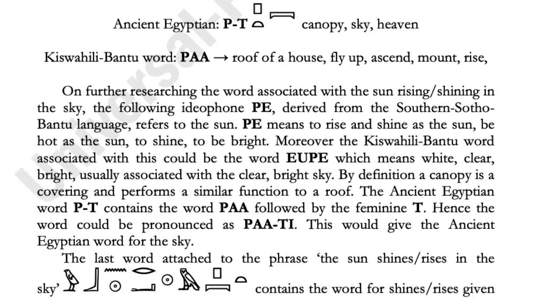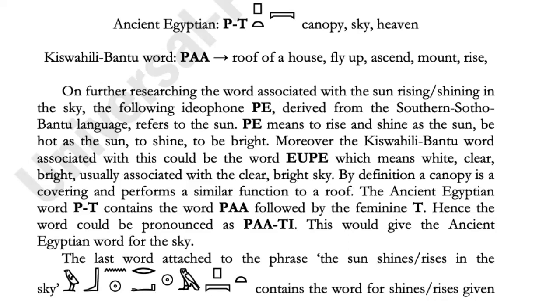The word for sun. The next ancient Egyptian word we can examine according to the author would be the word representing the sky: pa. The Kiswahili word pa means a roof. It also means to rise. Alipa angani. Jisaya alipa angani.